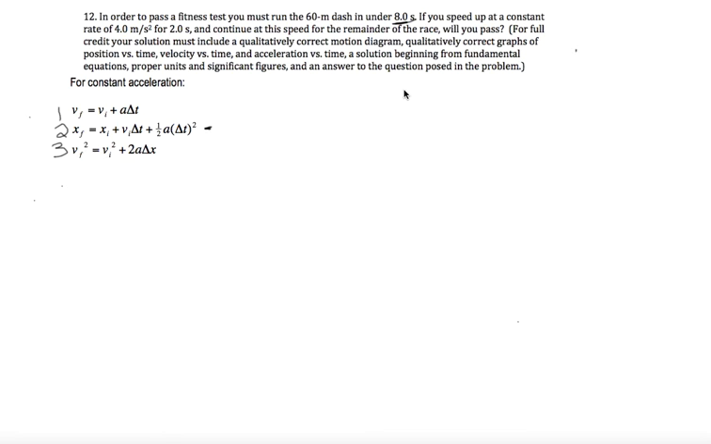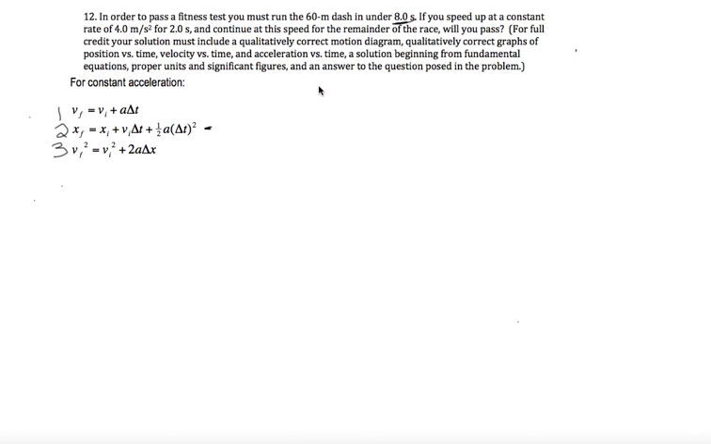There are multiple ways to do this problem. The two that come to mind are seeing how far you run in 8 seconds and then seeing if it's greater or less than 60 meters, or seeing how long it takes you to run 60 meters and then seeing if that's greater than or less than 8 seconds. I'm going to go with the first one, and calculate how far I run in 8 seconds and compare it to 60 meters.